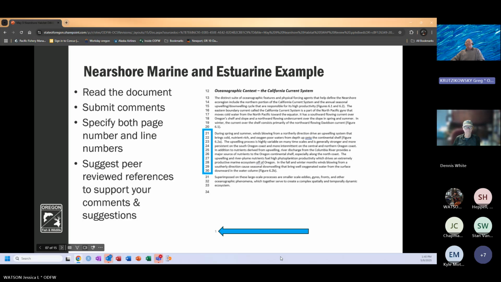The reason that we're asking for both the page number and the line numbers is because the document has lots of different sections to it in the way that it's structured in Word, which is how it was created, and it worked best to just have the page number and then every page start with line 1. So that's why we need both the page number and the particular line numbers, and they're highlighted where you'll find those in blue there. And the idea is that you can suggest peer-reviewed references to support your comments and suggestions.